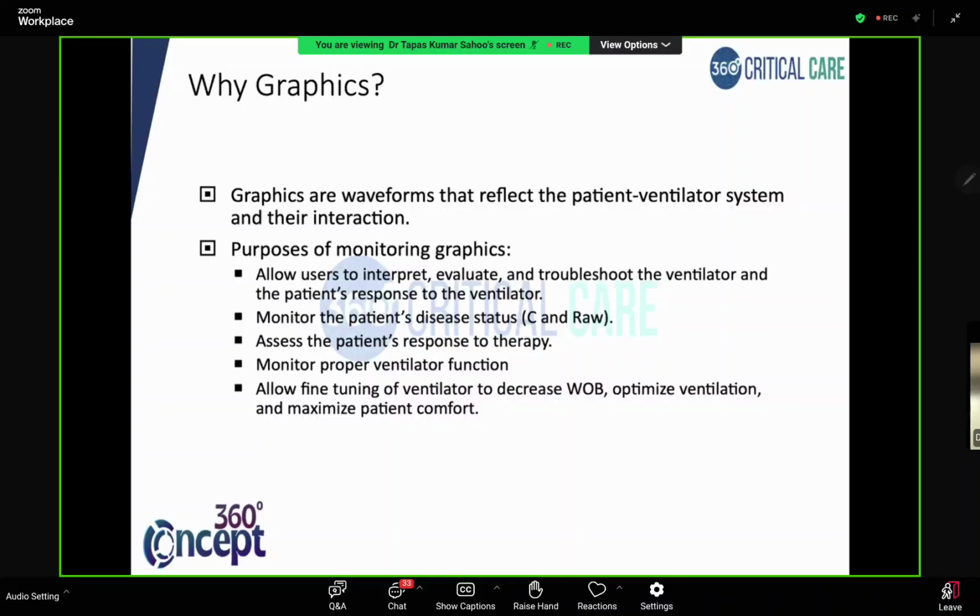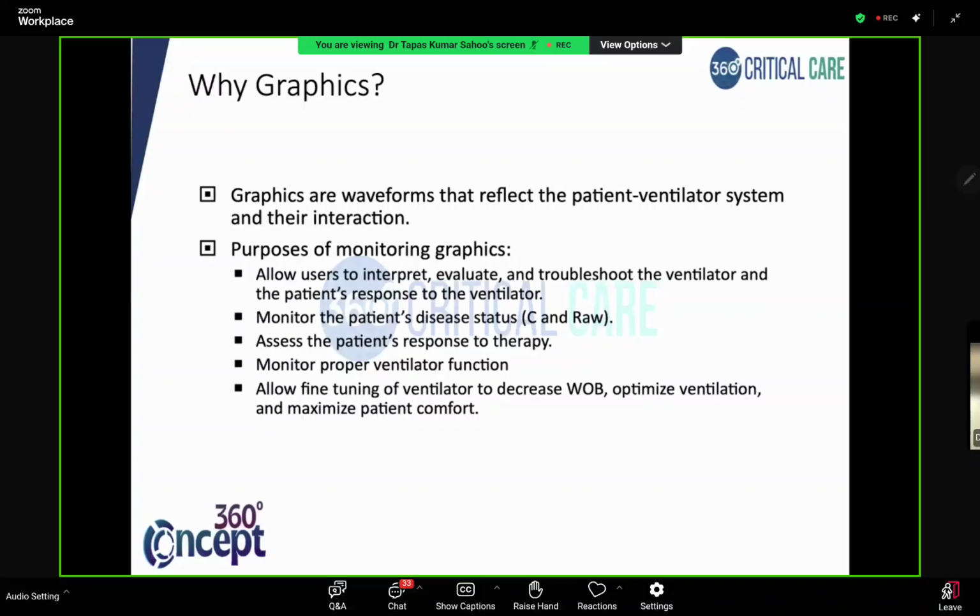Monitor the patient's disease status. The most important in the respiratory ICU, for patients on a ventilator for pneumonia or respiratory problems, is the compliance and the resistance of the airway. Assess the patient's response to the therapy that we are using, whether it is a bronchodilator, whether we are giving steroids, whether we are dehydrating by doing deresuscitation. So we all need to know with the graphics how it is actually affecting.